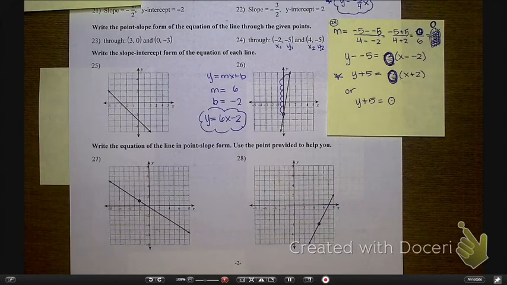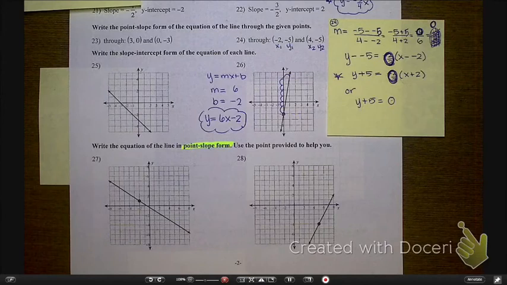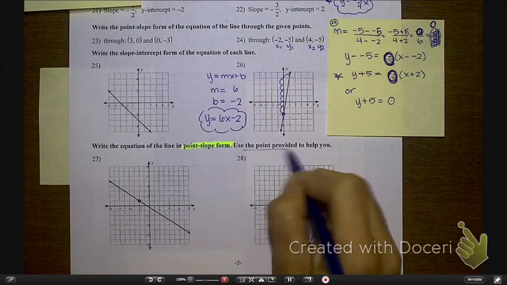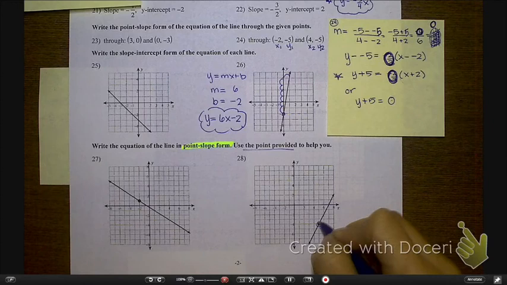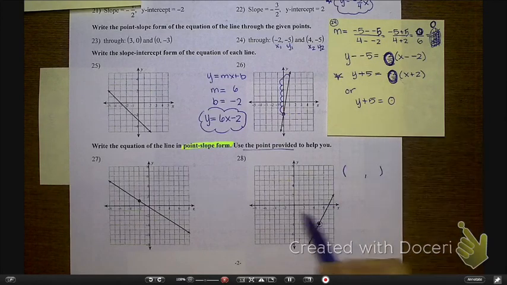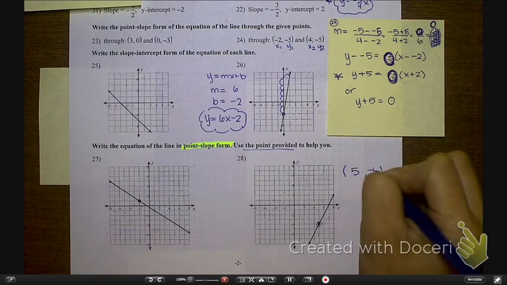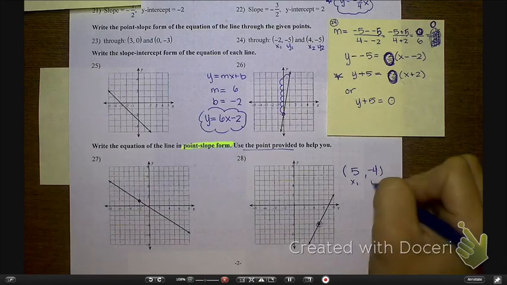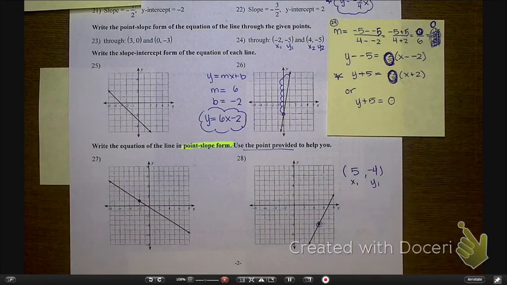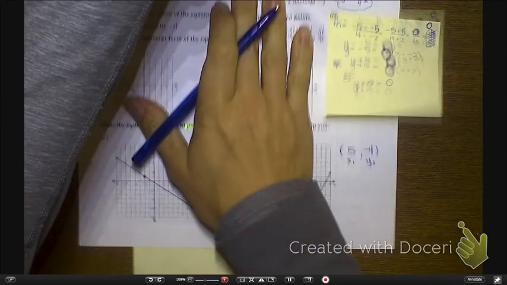All right, let's look at the last one, number 28. We want to write this one in point-slope form. That means I need a point and I need a slope. They want me to use the point provided, so I'm going to use this point first. Everyone, let's write down the ordered pair of that point. The ordered pair is 5, negative 4. That is going to be your x1, y1. Now, what is the slope? Well, you've got to pick another good point to find your slope.